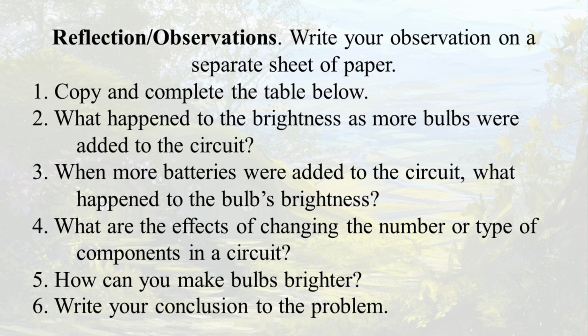Reflection, observations. Write your observation on a separate sheet of paper. 1. Copy and complete the table below. 2. What happened to the brightness as more bulbs were added to the circuit? 3. When more batteries were added to the circuit, what happened to the bulb's brightness? 4. What are the effects of changing the number or type of components in a circuit? 5. How can you make bulbs brighter? 6. Write your conclusion to the problem.